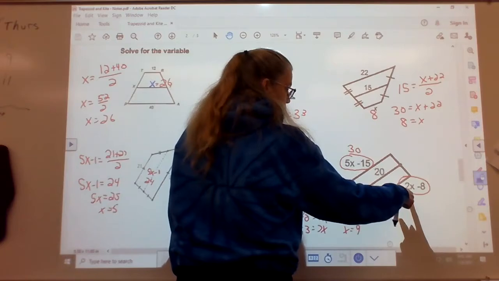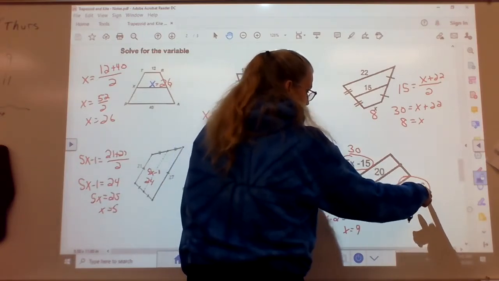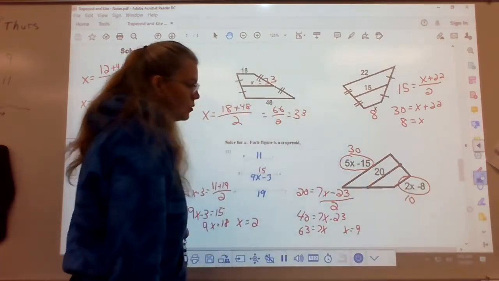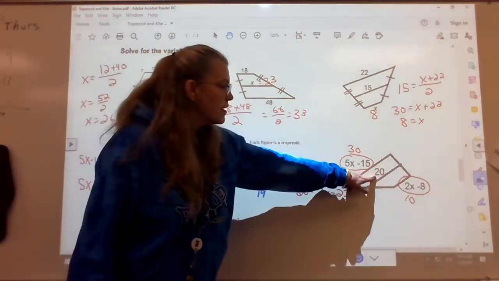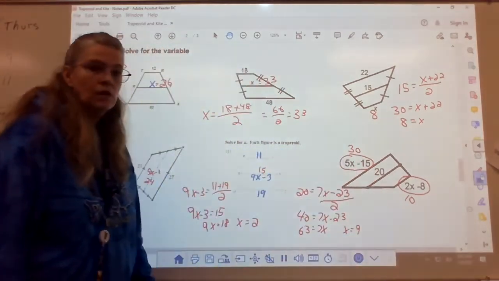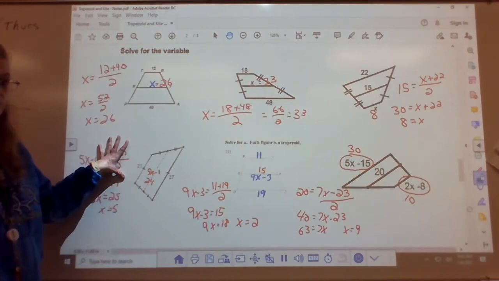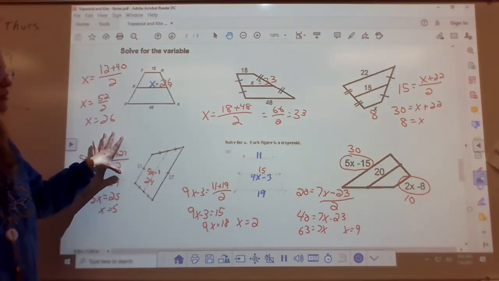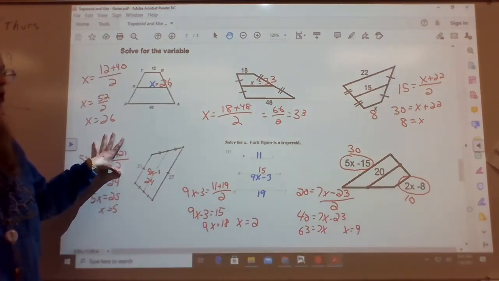Plug the 9 in. 2 times 9 is 18. 18 subtract 8 is 10. So it makes sense. 20 is halfway in between 10 and 30. So mid-segment. You've got a pretty decent section of mid-segment on your homework.